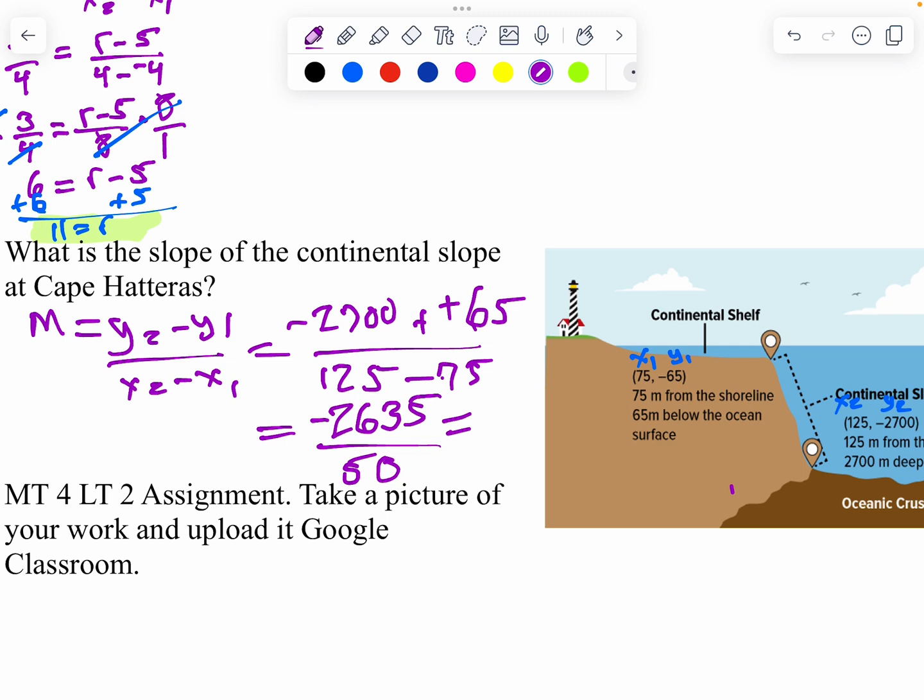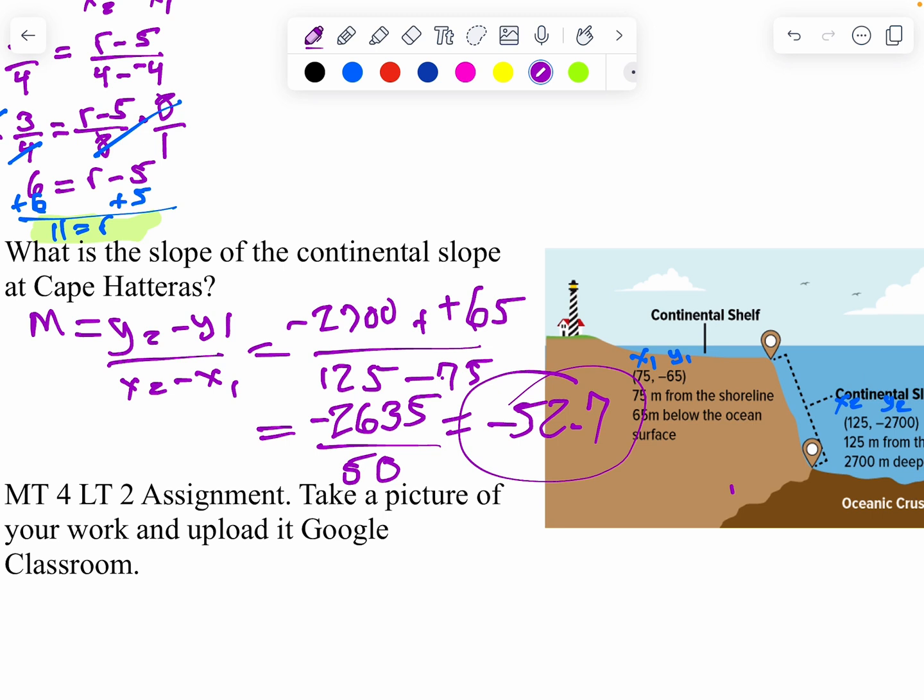Now, what that means is we're actually doing a rate of change here. We're just doing negative 52.7. I like a decimal for an application problem because that tells me something. That means for every foot we go over, we're dropping 52.7 feet. So that's quite a drop, isn't it, as we get out there.